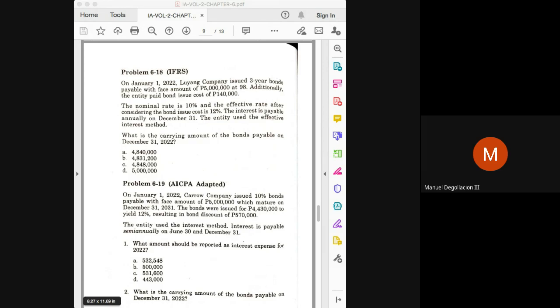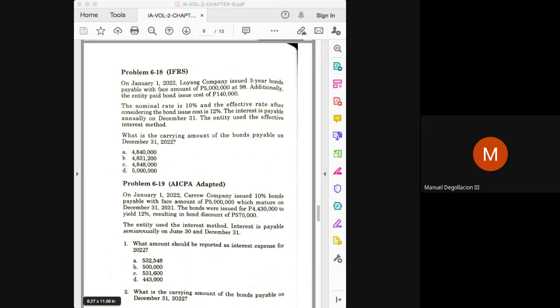Let us now continue with problem 6-18. On January 1, 2022, Louis Yang Company issued 3-year bonds payable with face amount of 5 million at 98. Additionally, the entity paid bond issue cost of 140,000. The nominal rate is 10% and the effective rate after considering the bond issue cost is 12%. The interest is payable annually on December 31. The entity used the effective interest method.